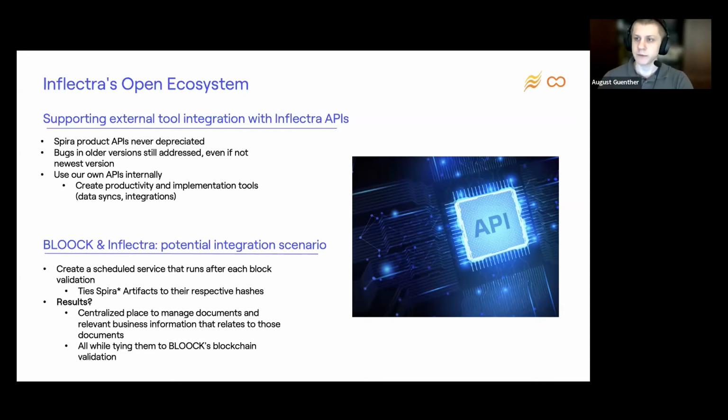Having our API public and available, we can allow both on-premise and cloud users to write integrations with external services, including BLOOCK's blockchain integration, so that you can integrate whatever services you may want with our product, even if we don't offer a pre-made solution for that. Now I'm going to talk about what a potential integration scenario would look like, and how both of our products could be used together to provide more value to your organization.